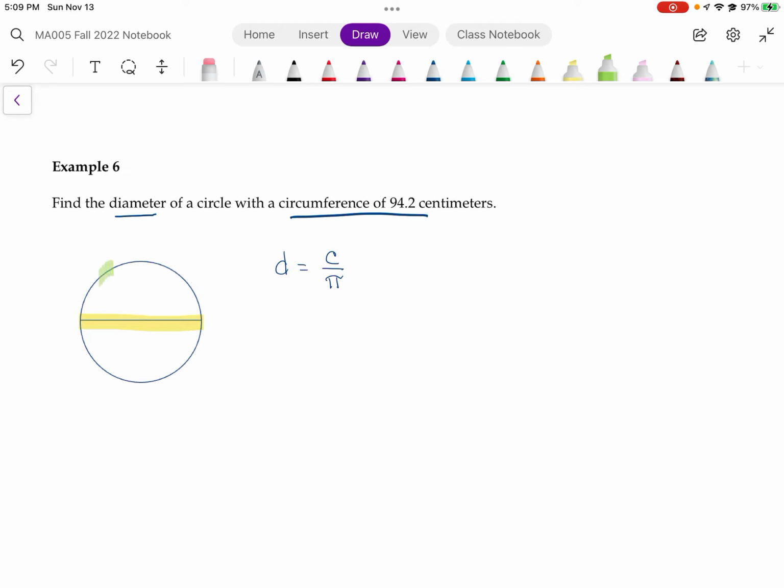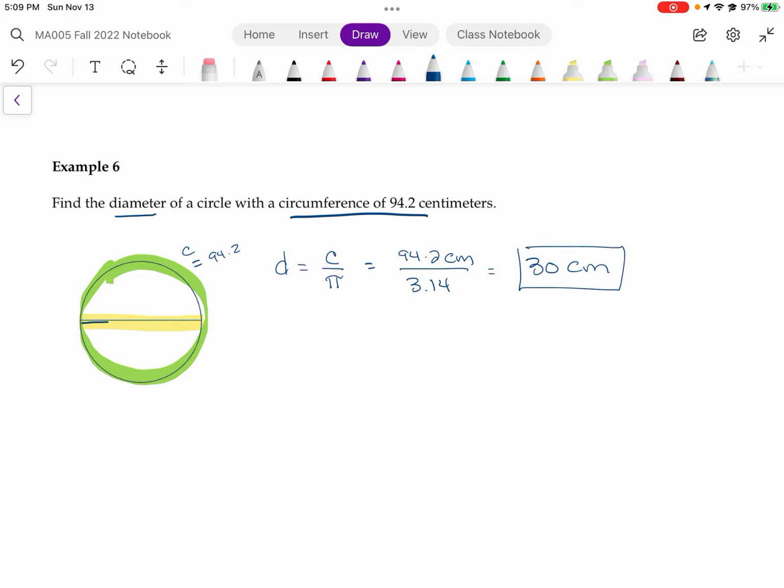We are given that the circumference around the whole thing is 94.2. And that's C. All right, so 94.2 centimeters over 3.14, no units. And that should give you 30, and the unit then is centimeters. And that is the diameter. So the distance across is 30 centimeters.